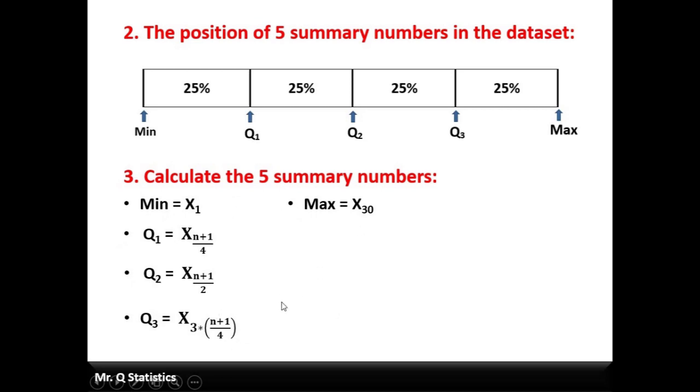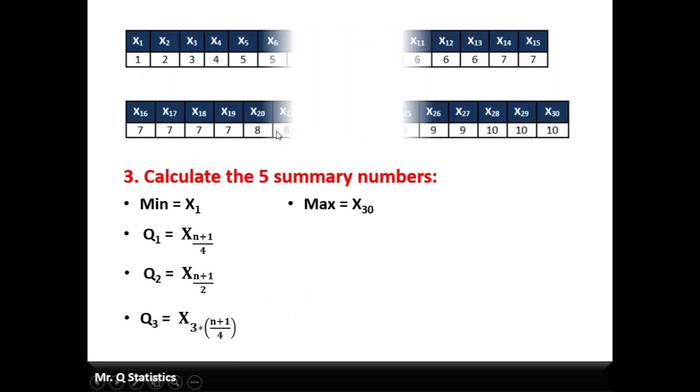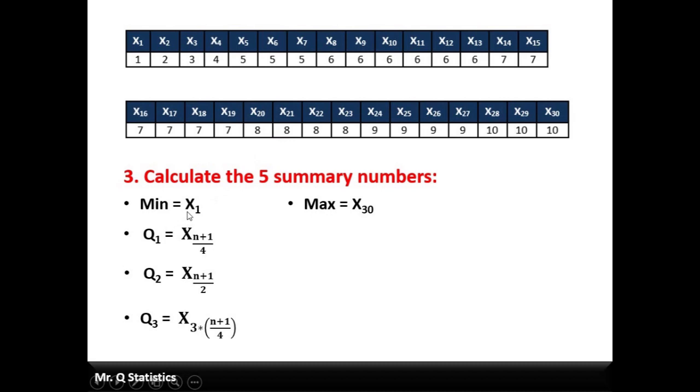we are going to calculate the 5 summary numbers by looking at the rearranged data. Hence, min is x1, which is 1, the lowest score in the class. The max is x30, which is 10, the highest score. Q1 is equal to x7.75. So we round it up to x8, which is 6.